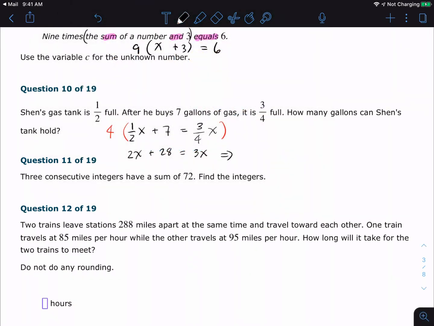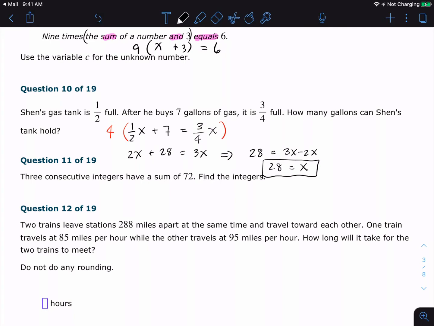Now from there, I'm going to subtract 2x, so I'm going to get 28 is equal to 3x minus 2x, or 28 is equal to x. And so it should hold 28 gallons of gas.